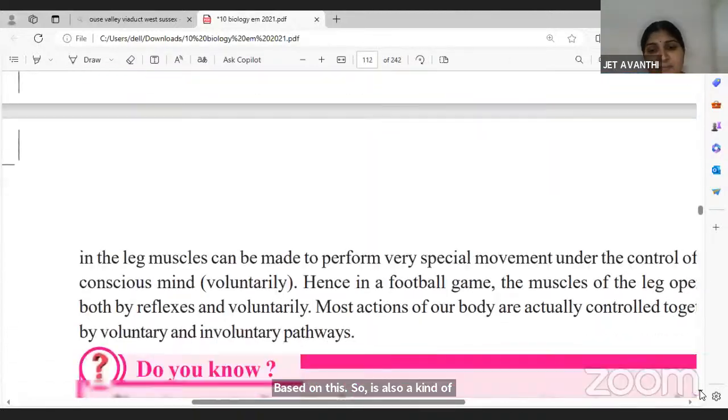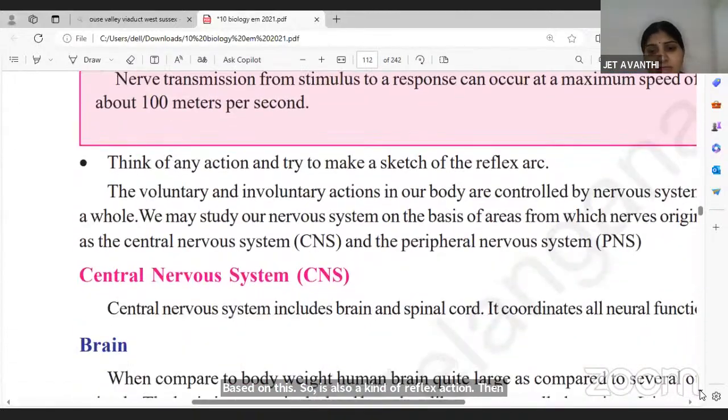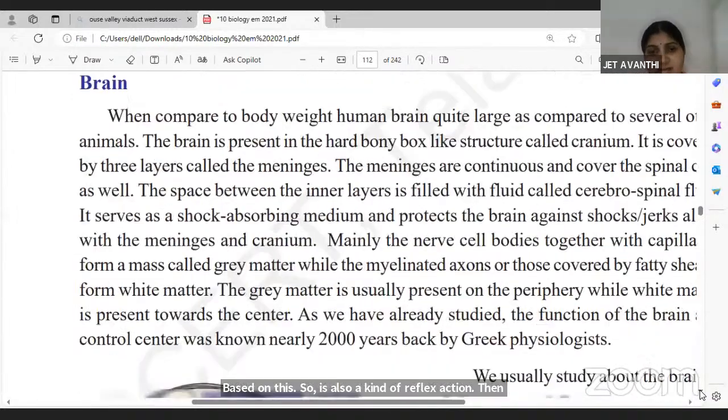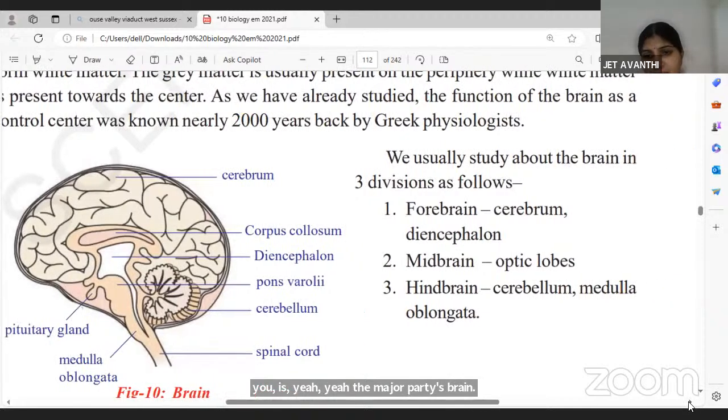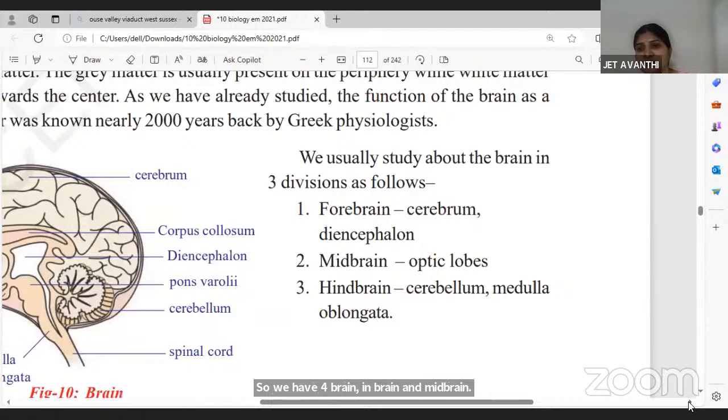Then you have the complete central nervous system, as I told you. Here the major part is the brain. So we have forebrain, hindbrain, and midbrain. Forebrain mostly has the cerebrum and diencephalon. The cerebrum is a major part which is responsible for one's intelligence.